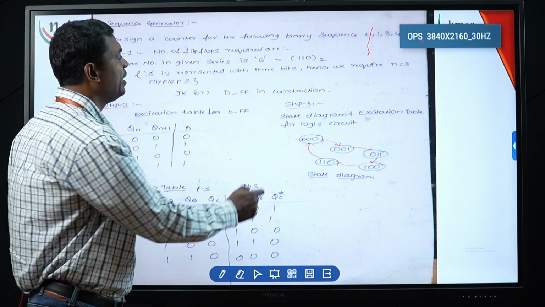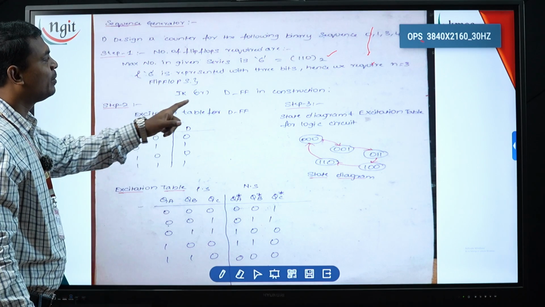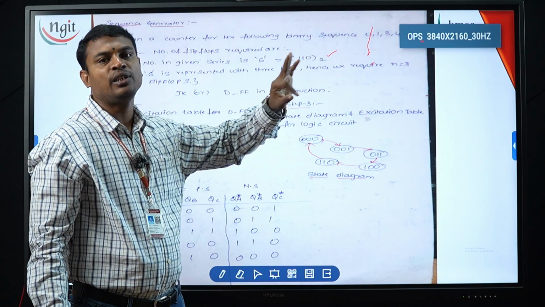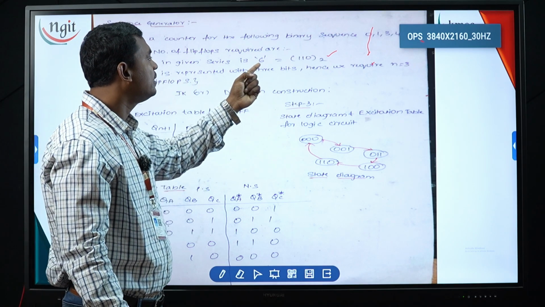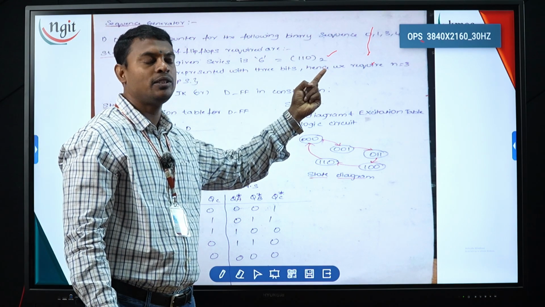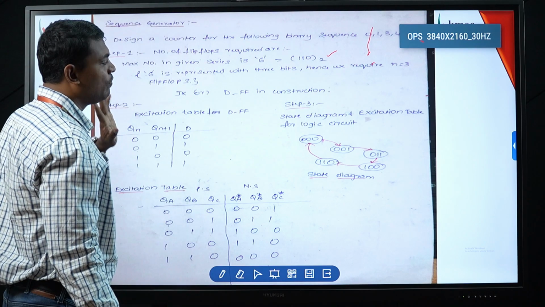So 6 can be represented using 1, 1, 0. That means I require 3 flip-flops, because 3 bits can be stored in 3 flip-flops. In each flip-flop we can store only 1 bit of information. That is the reason 6 is represented as 1, 1, 0. So 3 bits are there, and we require 3 flip-flops here.